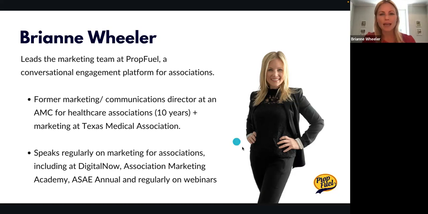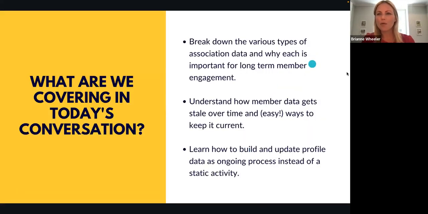thought leadership. So I want to go over first what we're covering today. First, we're going to break down the different types of association data and why that matters when it comes to long-term member engagement. Second, we're going to talk about how data becomes stale over time and ways to keep it current so that you can utilize it in really empowering ways. And then also learning how to build the process of updating data regularly.